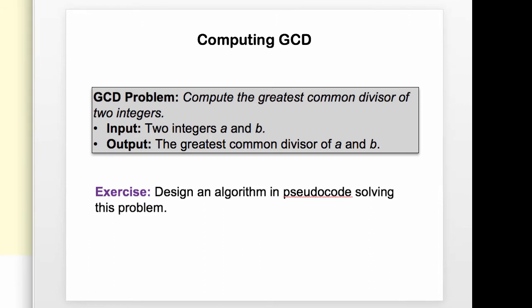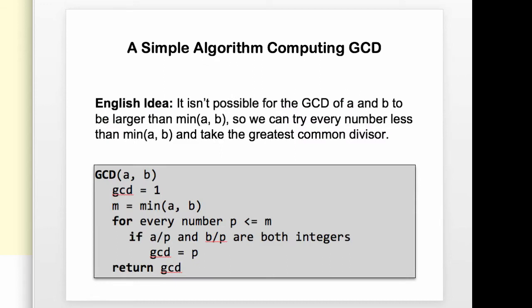And we'll start again. So one idea that you might have would be to note that it's not possible for the greatest common divisor of a and b to be larger than the minimum of the two numbers.